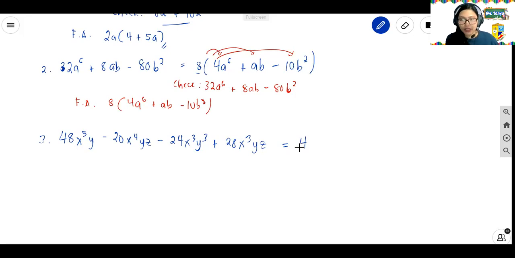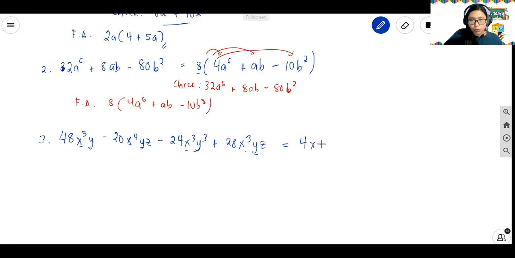Also, we have to look at the variables. Are there common variables in all of the terms? So we have x and y. We have x and y, x and y, x and y. But z is not a common factor in each of the terms because not all terms have z as their variable. But x and y, yes, there is.